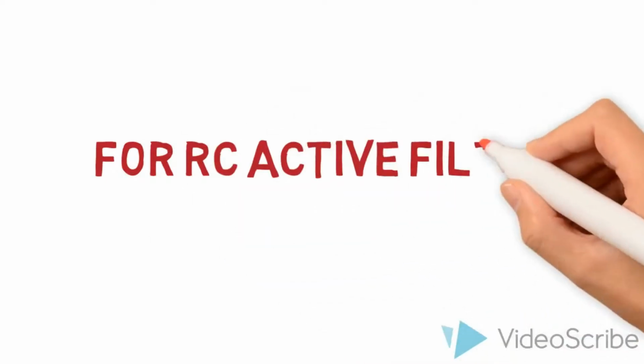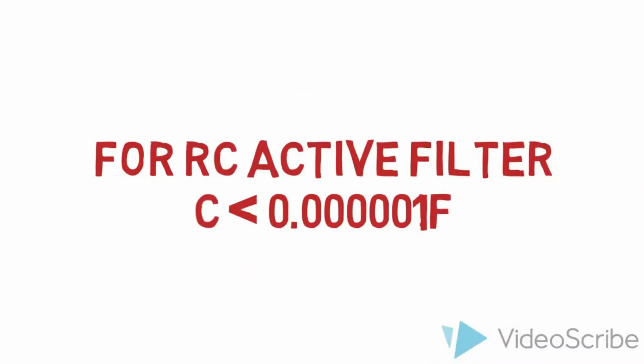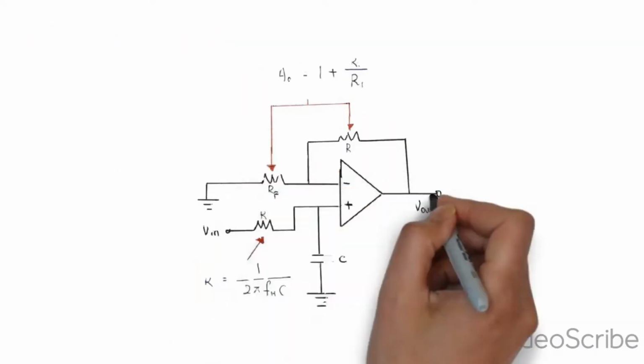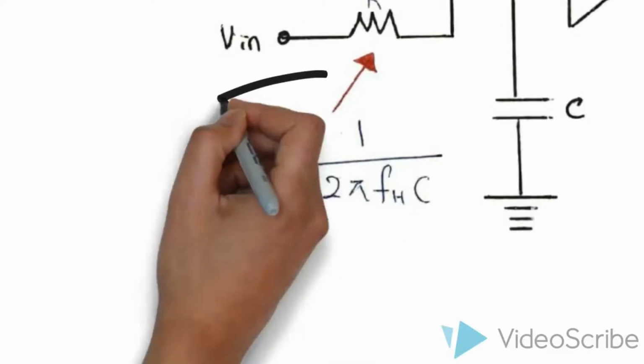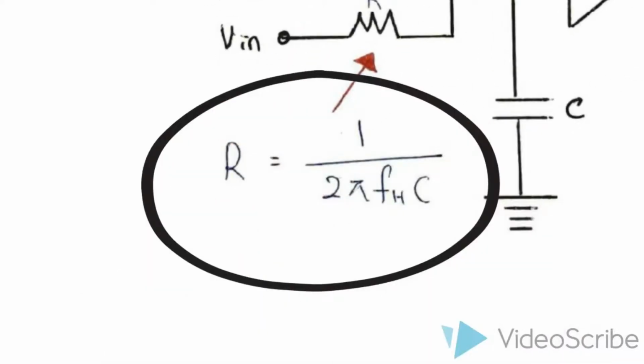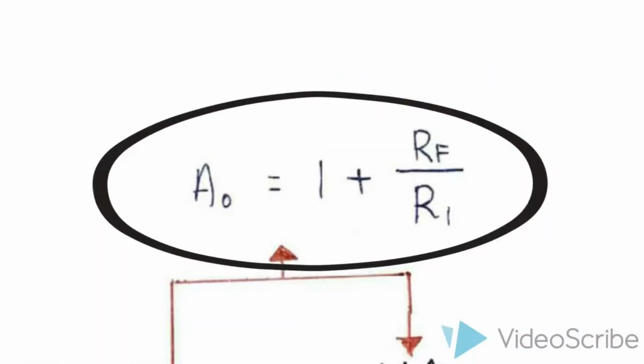For every RC active filter, the C is always smaller than 0.1 micro. And how to find the value of R? R is equal to 1 over 2 pi FHC. And RF and R1 can be found using the formula of A naught.